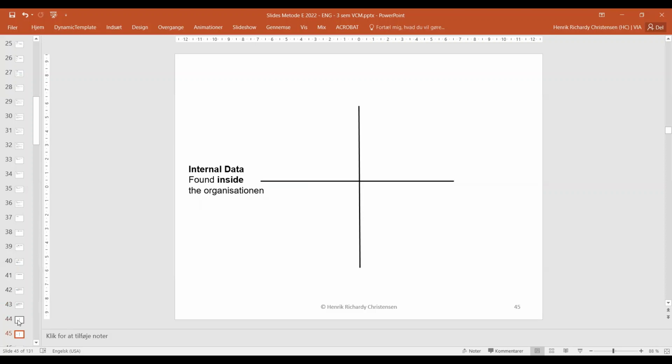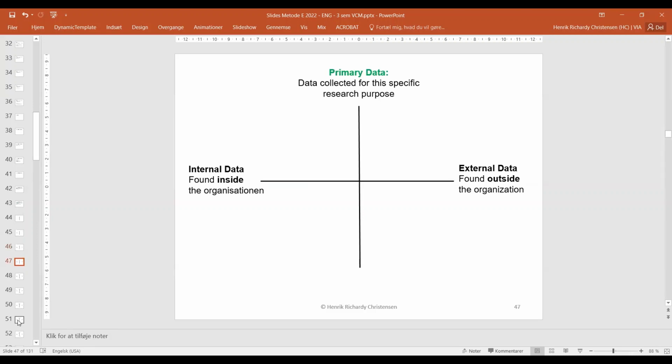So we have internal data, data we find inside our organization, and then we have external data found outside, and we have primary data on the other axis here. We have this on the vertical axis, and then we have the secondary data. Now, it's very important to differentiate between those types of data. First of all, because external data might be easy to access and easy to get hold of, and therefore also cheaper to get hold of, because it takes a lot of time when we have to collect data ourselves.